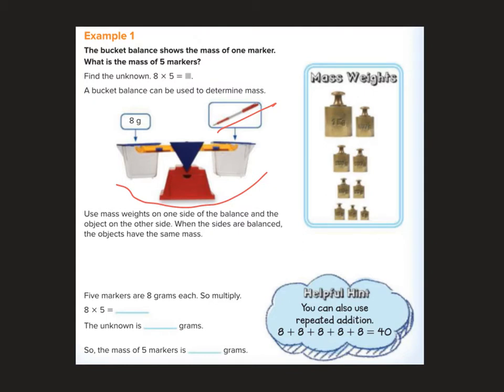We know that 8 times 5 is 40. So the unknown is 40 grams. Gram is abbreviated as g, lowercase g. So the mass of 5 markers is 40 grams.